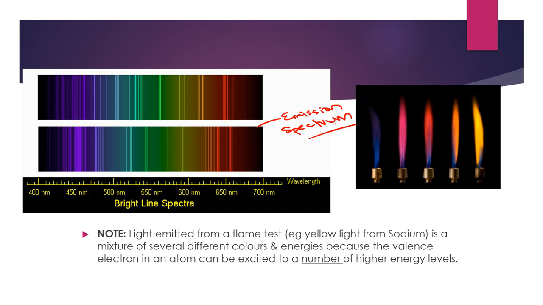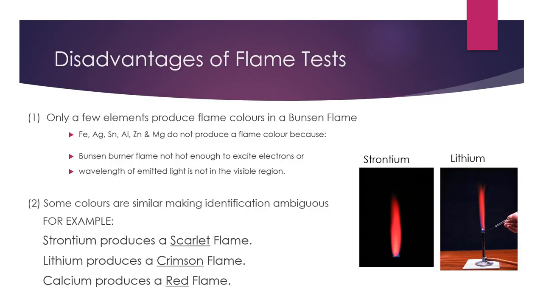We often see this used in identifying things like elements present in stars. There are a few advantages and limitations to this, however. Only a few elements produce flame colors in a Bunsen flame like we saw in class. Some elements just aren't excited in that region. We don't get a color because the flame is not hot enough to excite the electrons within those atoms, or the wavelength is not visible. It might be in the infrared, or it might be in the UV, and we can't see those with our eyes. And sometimes we get ambiguity if we're just looking at colors.